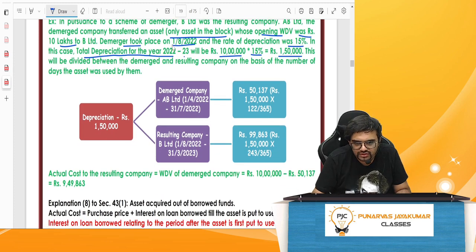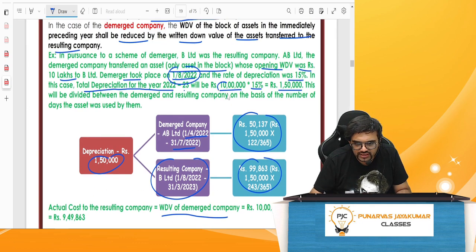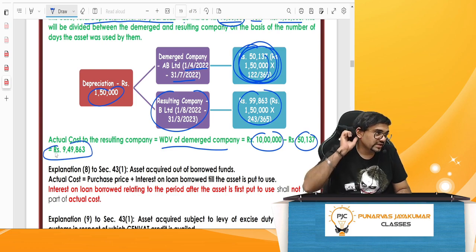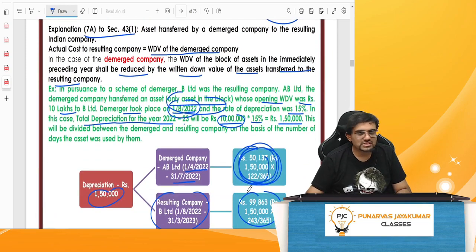It happened on 1/8/2022, right? So for the demerged company, the depreciation will be from 1/4/22 to 31/7/22, and for the resulting company, the remaining period. Actual cost of the resulting company is what? WDV of the demerged company. So what is given here? The entire 10 lakhs, the only asset in the block, is transferred. So for them, it is 10 lakhs minus whatever was held by the demerged company. So for the resulting company, actual cost will be 9,49,863. This we had also discussed during PGBP. We are just revising.